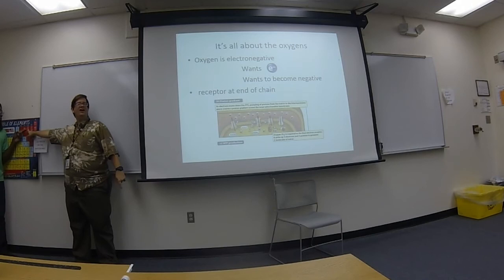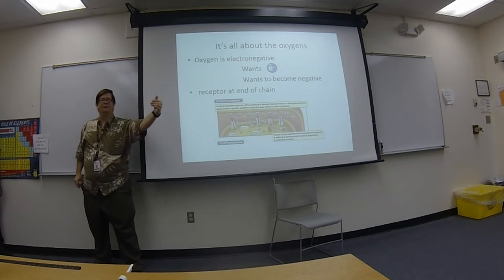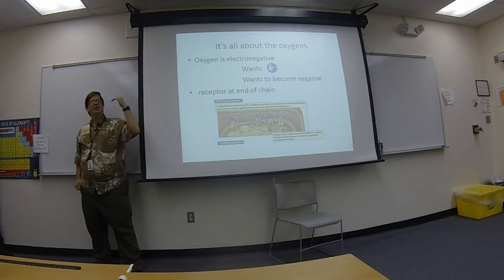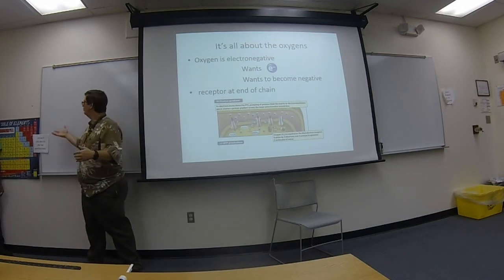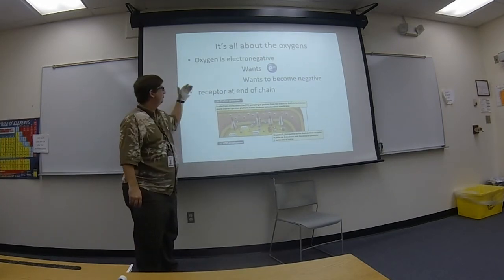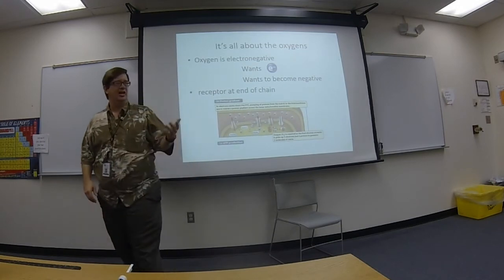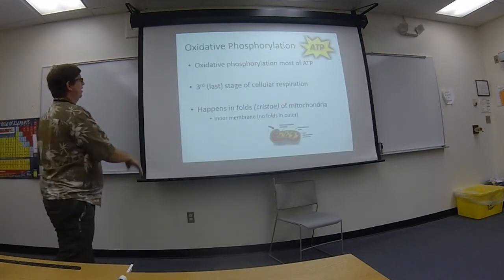Oxygen wants the unused electron, the unwanted one that doesn't have any energy left, because oxygen is electronegative, remember? That means oxygen wants electrons, oxygen wants to become negatively charged. Even if the electron has energy and nobody else wants it, oxygen still wants that low energy electron. That's why we use it as the receptor at the end of the chain. Good? We call it oxidative phosphorylation.